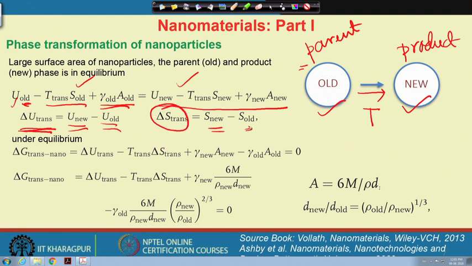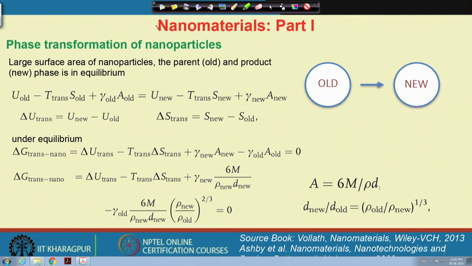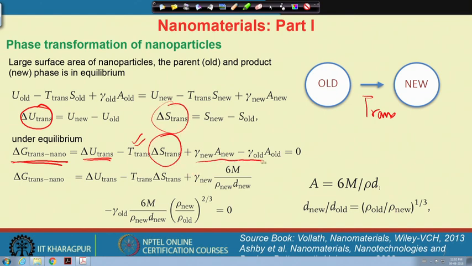Okay. So, under equilibrium, the net free energy change should be delta U minus T, which is the transition temperature, into delta S, and the difference of their surface energies.